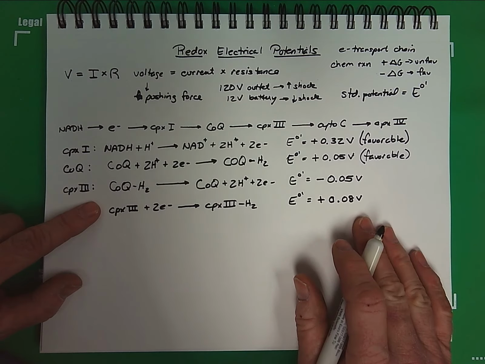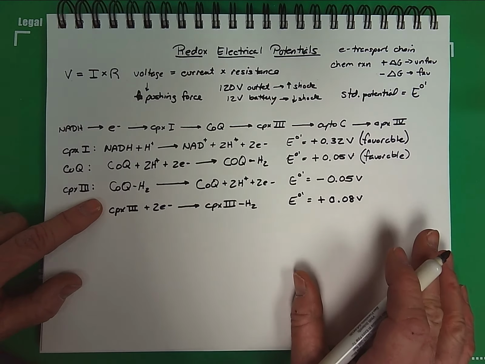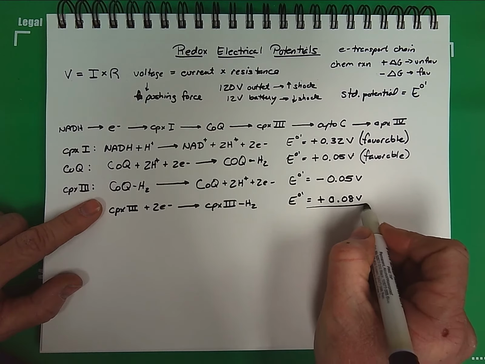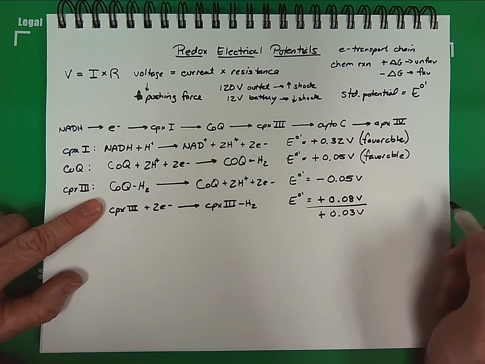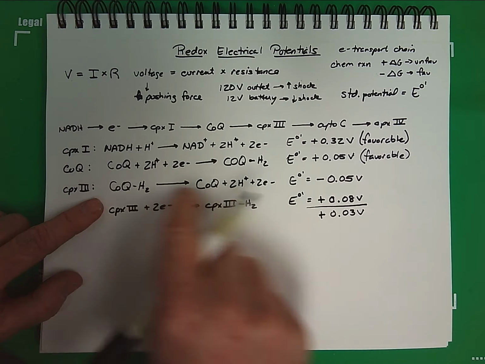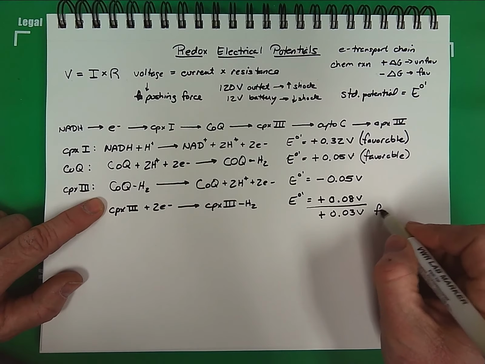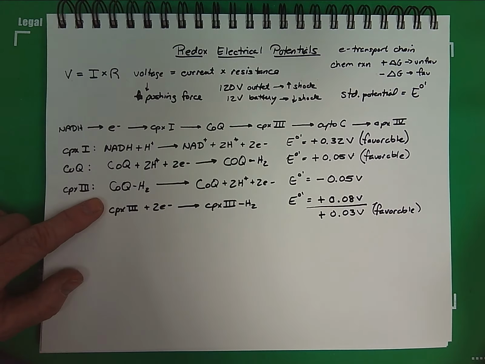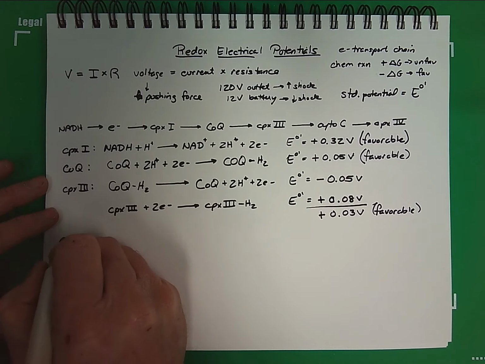Now how do we determine if this reaction will move forward? Again, very similar to what we did with standard free energy changes on our chemical reactions, we are going to add these two together. And in this case, we get a positive 0.3 volts. So what this says is the movement of electrons from CoQ to complex 3 is a favorable reaction. Now, let's take a look at the movement of electrons to cytochrome C.